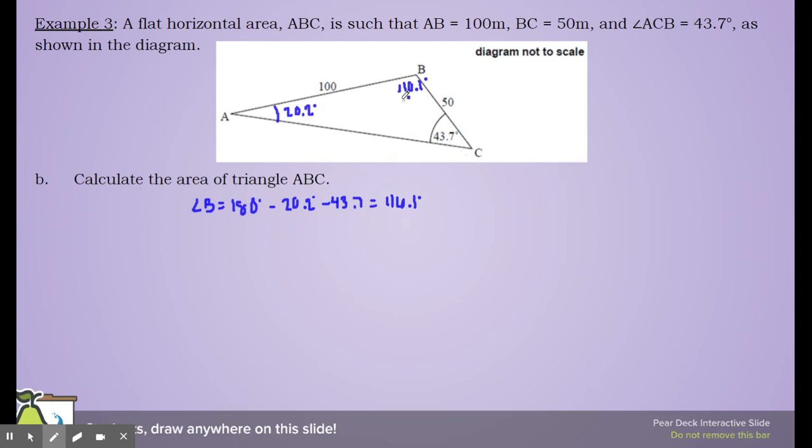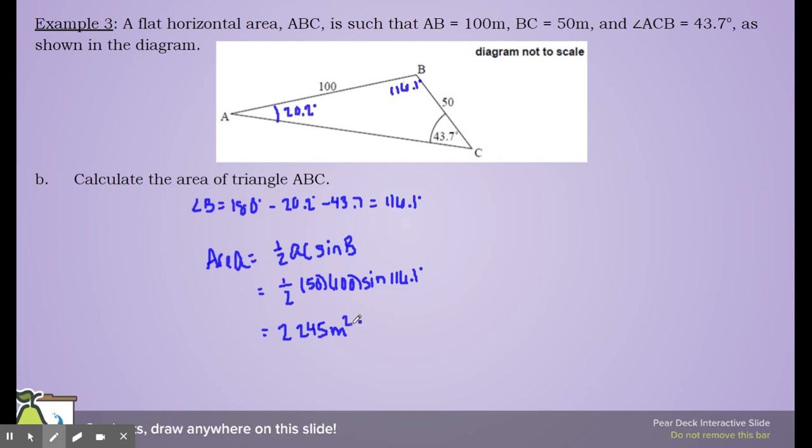So now I can find the area using side c, side a, and angle B. I adapted my formula from the formula booklet, I subbed in everything that I have, and going to my calculator, still in degree mode, I have 2,245 square meters. Or to 3 sig figs, I could say I have 2,250 square meters. Both are acceptable.